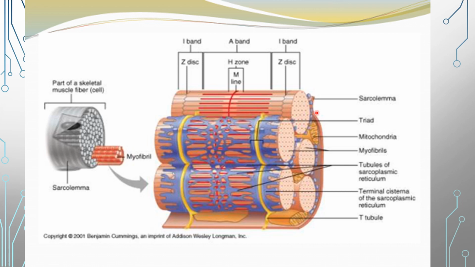Now the sarcolemma, which is the cell membrane of the muscle fiber, invaginates, or gives invaginations inside in the form of transverse tubules, or T tubules. These transverse tubules, or T tubules, extend into the sarcoplasm, or the substance of the muscle fiber.